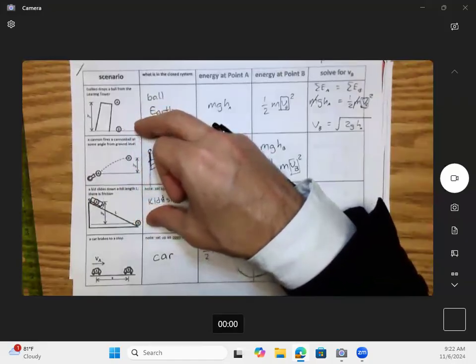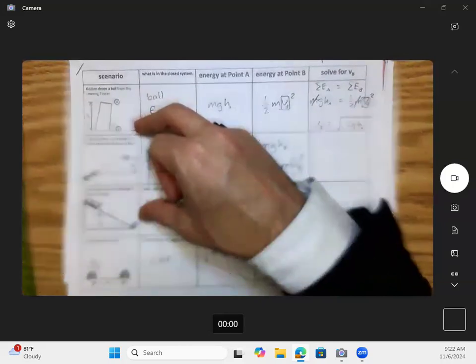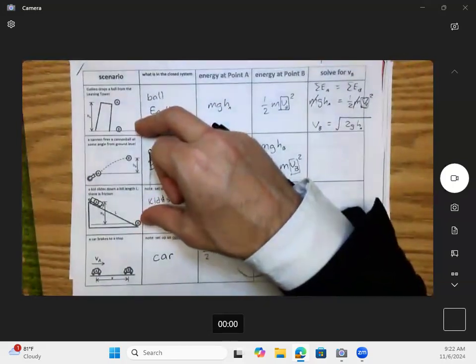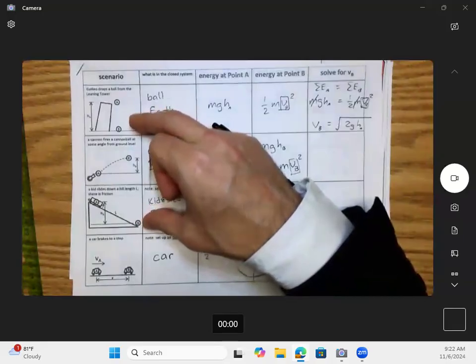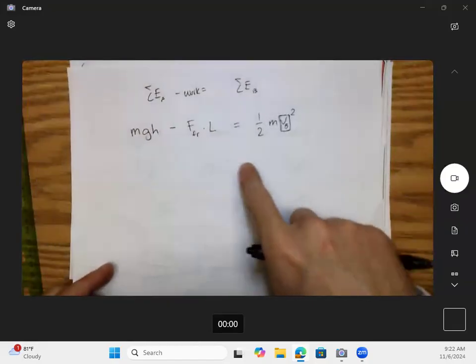Now, that doesn't mean it takes the same time to get to the bottom. That's different. It would take more time to get to the bottom on an air hockey table. But by the time it gets down there, if it had no friction, it would be going the same speed as if you just dropped it vertical. Huh, that's interesting, right? You can see that right here. Okay, but let's go back to this one then.